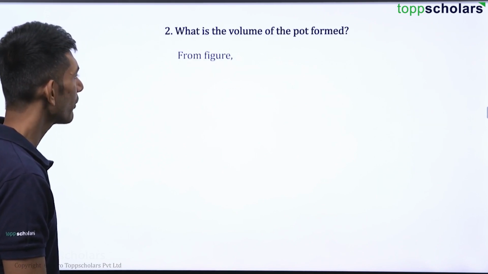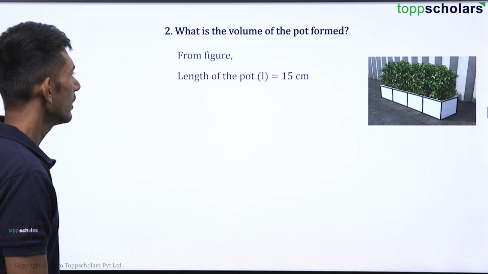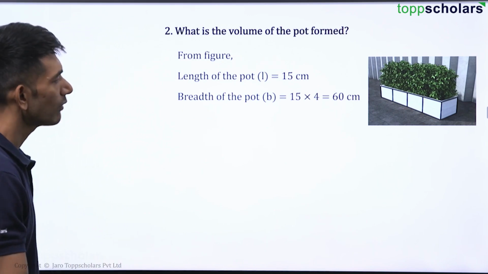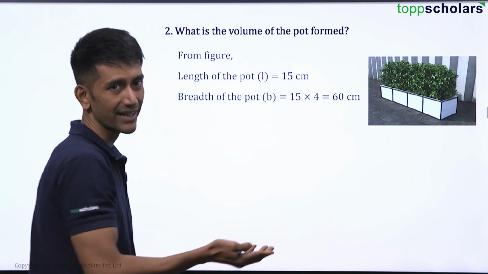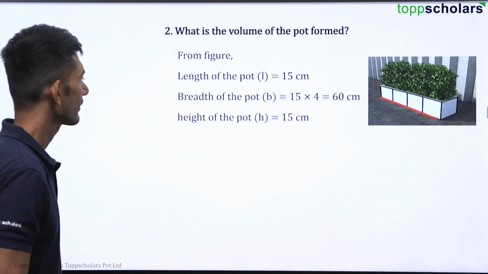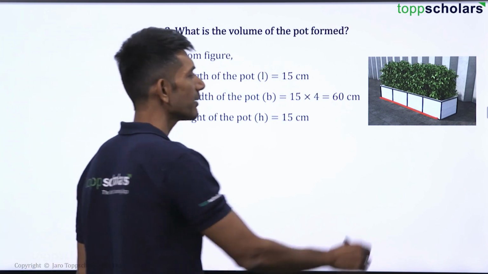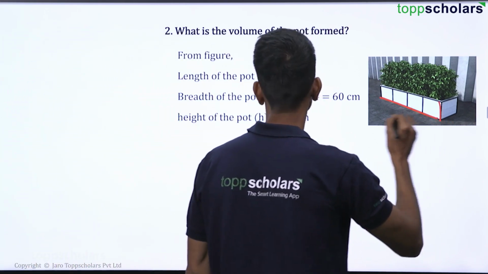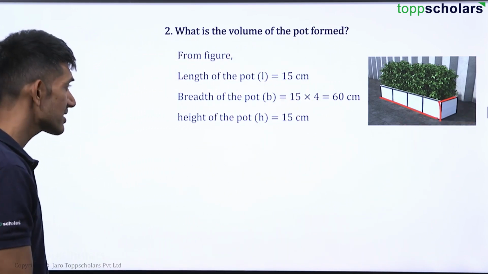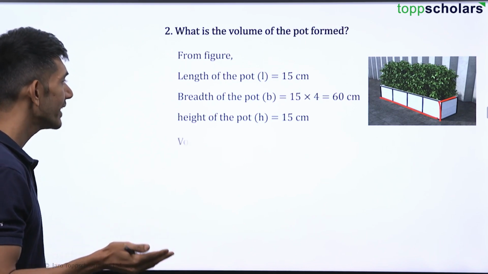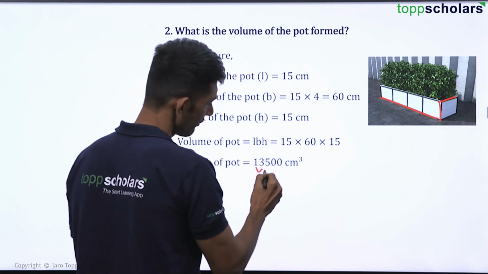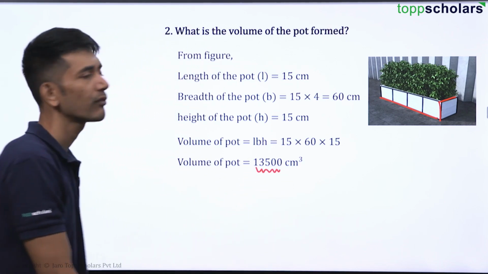Then what is the volume of the pot? The length of the pot is 15. The breadth is, obviously, it will be 4 times, right? Because there are 4 joined together, that is 60. And the height is 15. See, height remains 15. Correct? The length remains 15. The breadth is 60 because 4 are joined together. So L into B into H, that is 13,500 cubic centimeter is the volume of the pot. Easy.